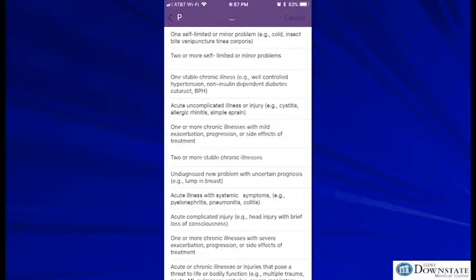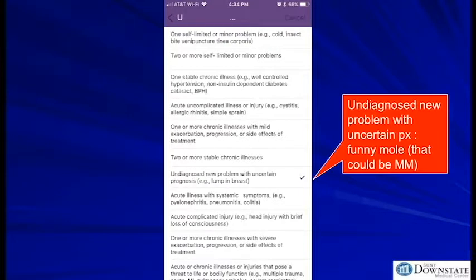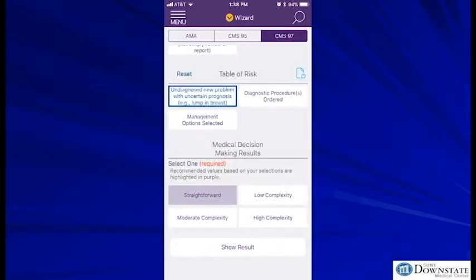One chronic stable disease, we haven't addressed that. Acute uncomplicated illness, no. One or more chronic illnesses, no. Two or more stable. But aha, part of the way down, we find undiagnosed new problem with uncertain prognosis, e.g. lump in breast. A lump in breast means rule out breast cancer, a potentially life-threatening disease. Changing mole on arm, potential melanoma, life-threatening disease. So you pick that. And again, it's undiagnosed new problem with uncertain prognosis. So we've done that on the table of risk.